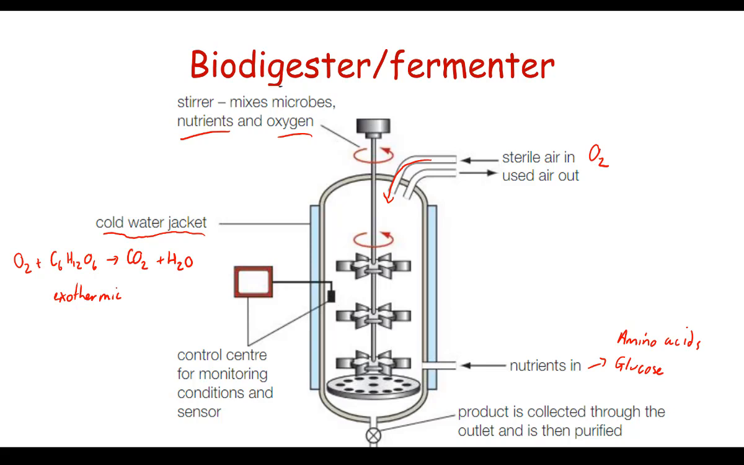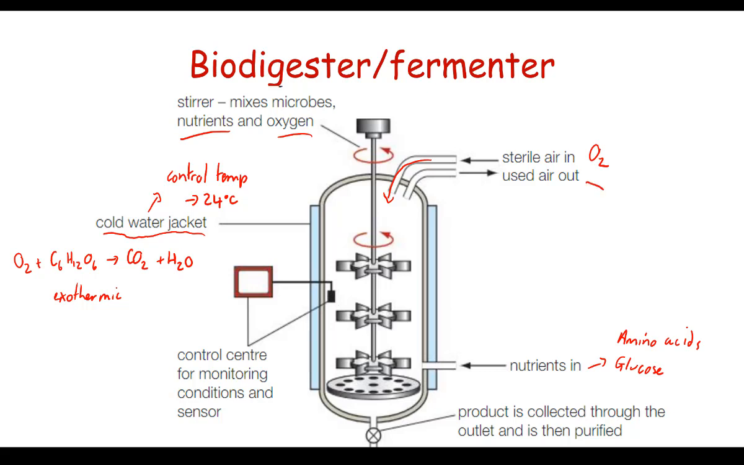So if we just left this here with all the fungus on all the nutrients and oxygen, they would just keep reproducing and producing more and more heat. So the cold water jacket helps to control the temperature. And remember, we wanted to stay at 24 degrees C.